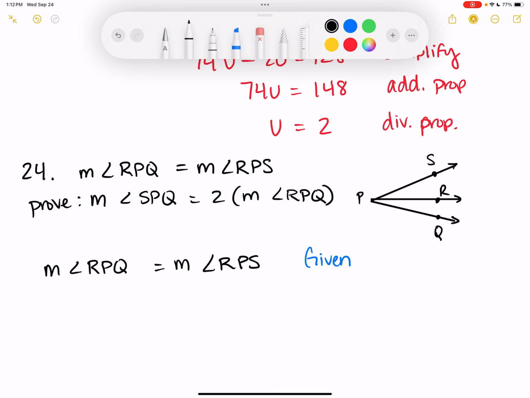All right, the next thing that they tell us is that the measure of angle SPQ is equal to the measure of angle RPQ plus the measure of angle RPS. Anybody know what the reason for that would be? You might have to look back to stuff from chapter 1. Angle addition postulate. Yep, angle addition postulate.